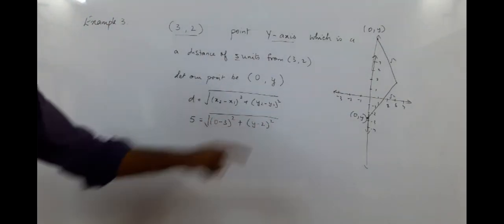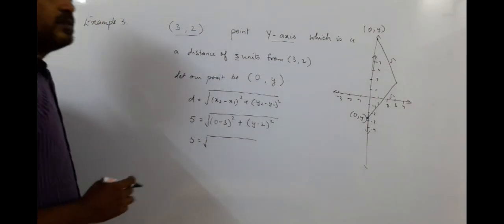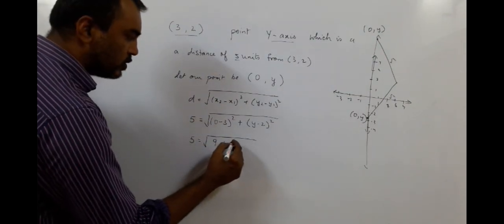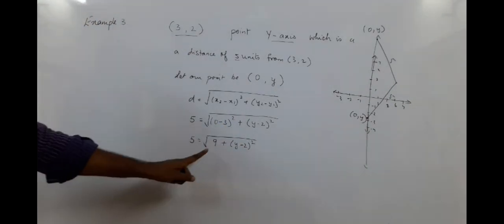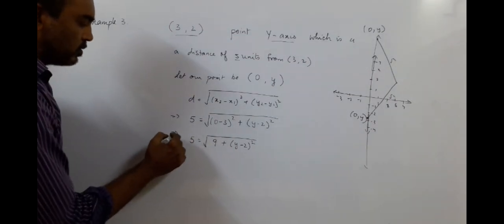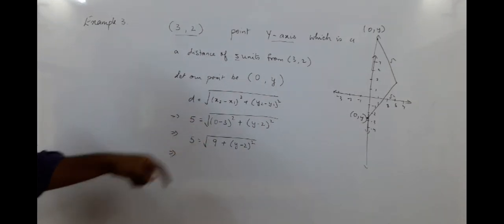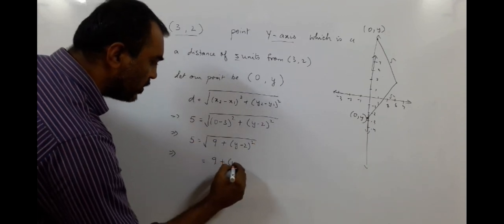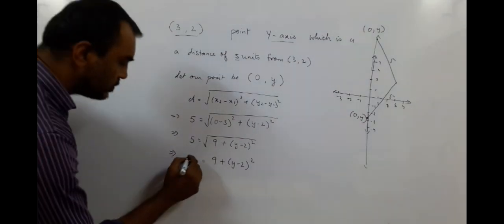So 5 equal to under root of 0 minus 3, which is minus 3, and minus 3 square is 9. So 9 plus y minus 2 the whole square; this I keep as it is. Now there is an under root here. So how can I take out the under root? I will square both the sides. When I square this side, the under root and the square go away, so we are left with 9 plus y minus 2 the whole square. And when you square 5, what do you get?